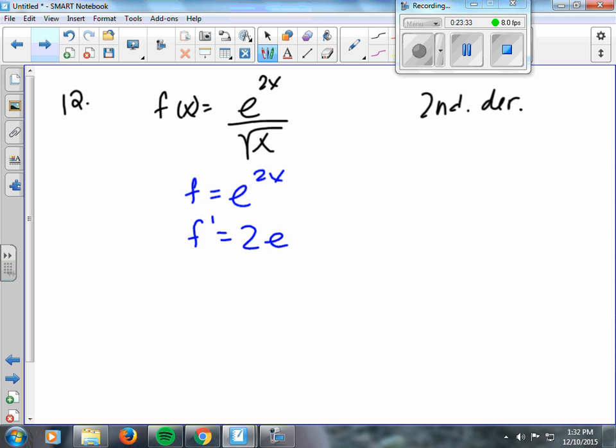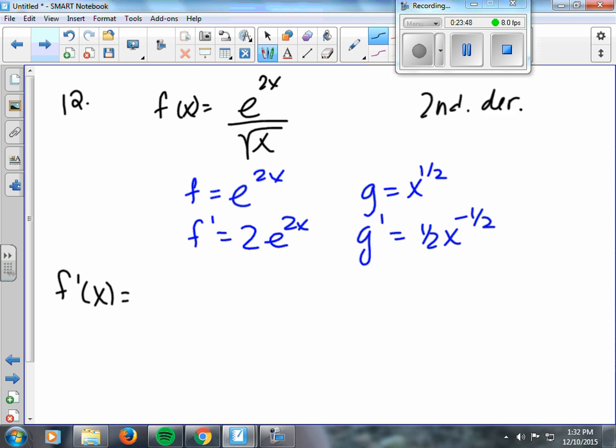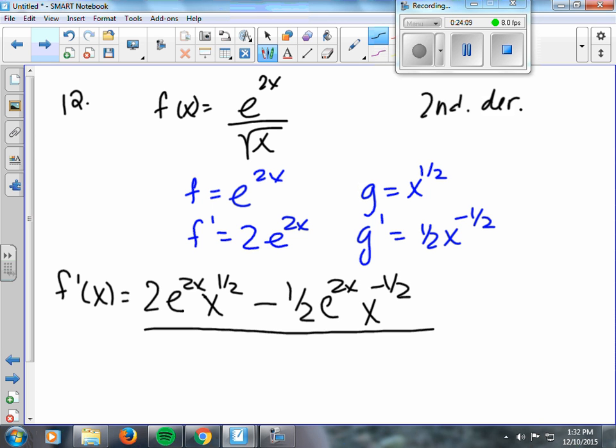Its derivative is 2e to the 2x. G is the denominator, x to the 1/2. Its derivative is 1/2 x to the -1/2. So to find the first derivative of our function f of x, that would be f prime g minus fg prime, all divided by g squared.